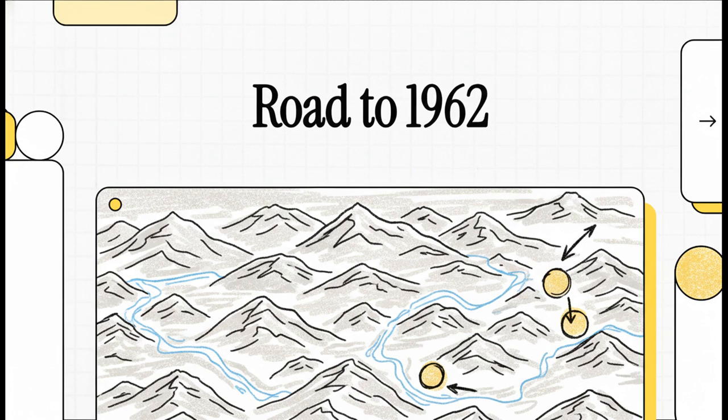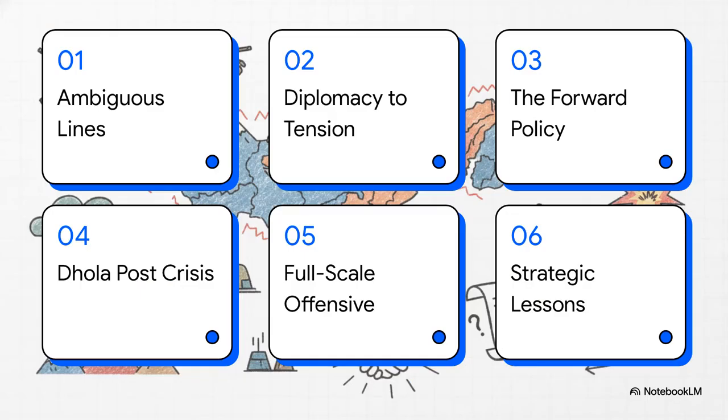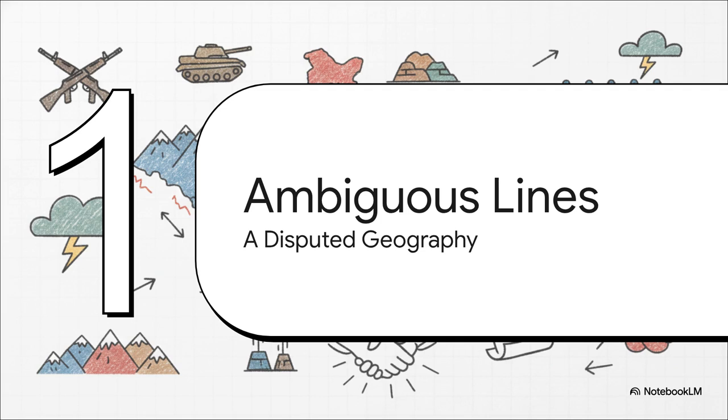This isn't just a story of battles, you know? It's a structural breakdown of how a border dispute, literally atop the roof of the world, transformed into an all-out military offensive. Okay, let's dive into this and look at our strategic order of battle. First, we'll unpack the ambiguous map lines and buffers, then track the shift from diplomacy to tension and break down the forward policy. After that, we'll hit the Dola post-crisis, the full-scale offensive, and finally, wrap up with our strategic lessons.